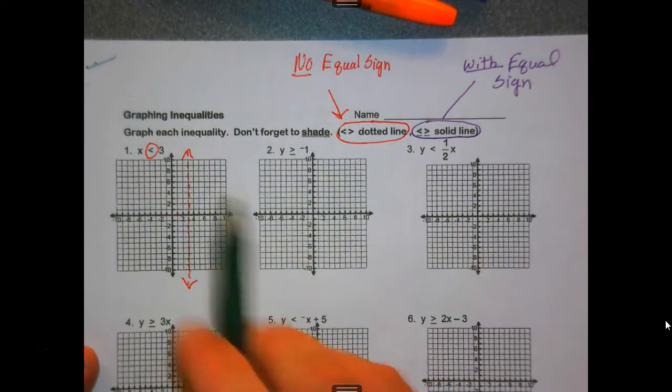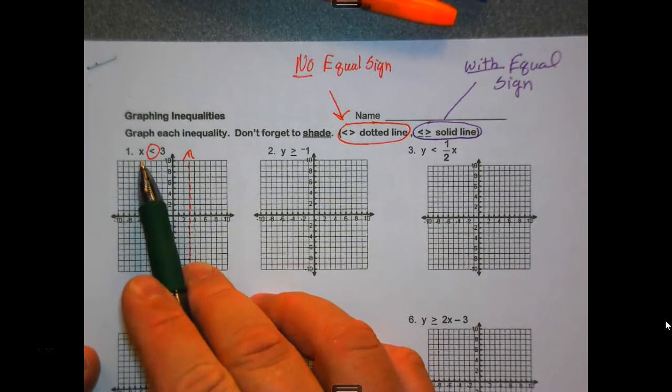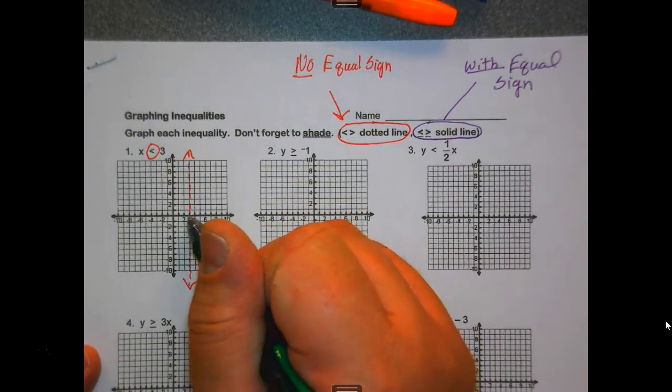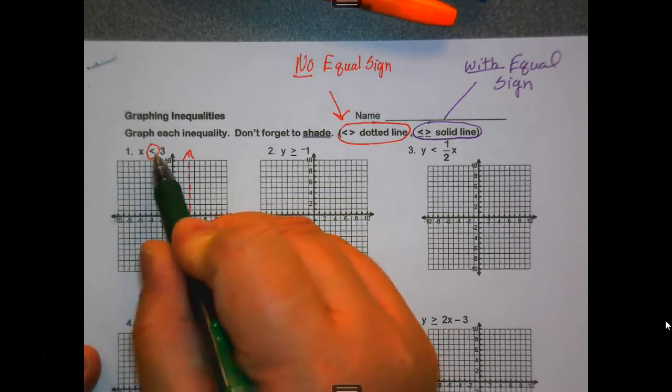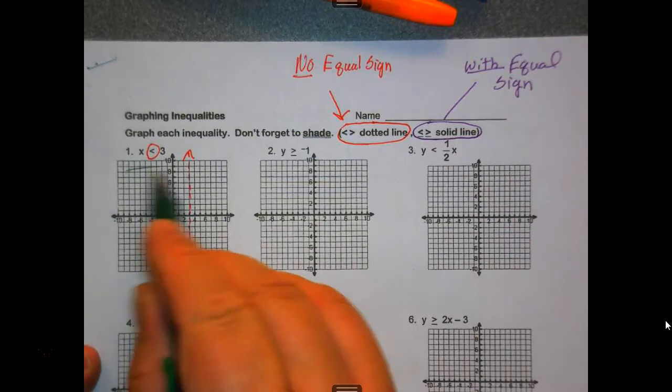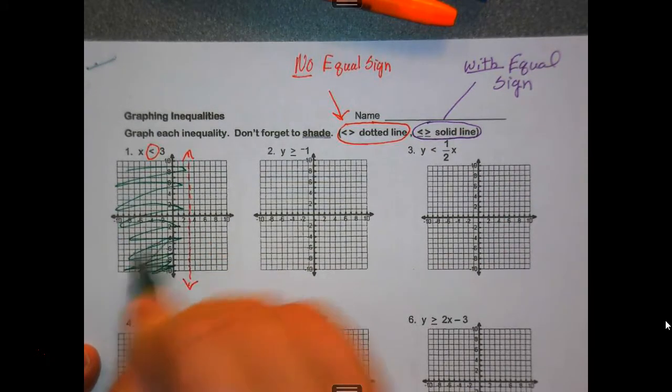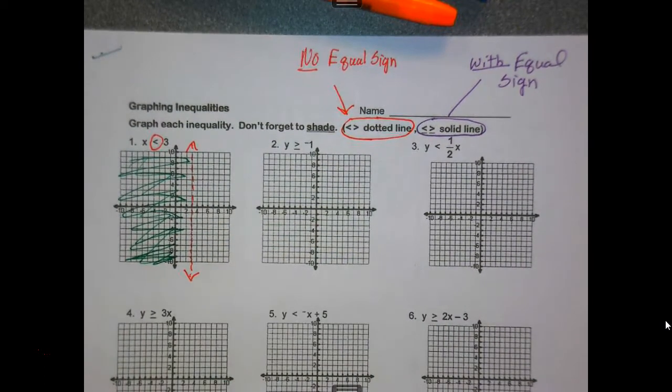And as long as your x or y is on the left-hand side, just follow the sign. So I want all those x values less than 3, or the arrow's pointing that way, so shade the side to the left of the line. So there's my answer.